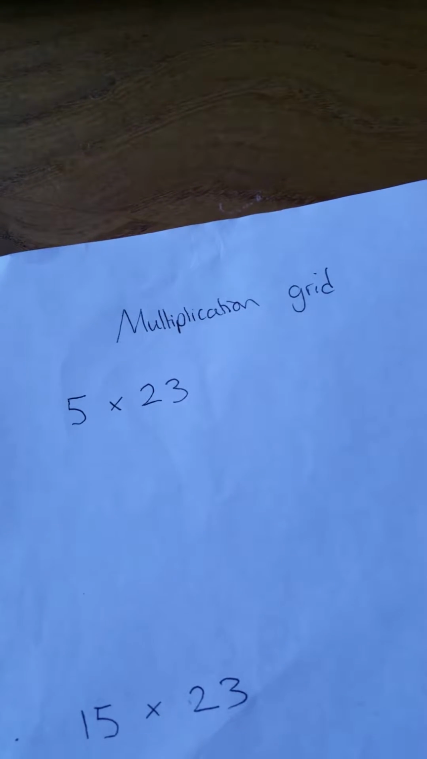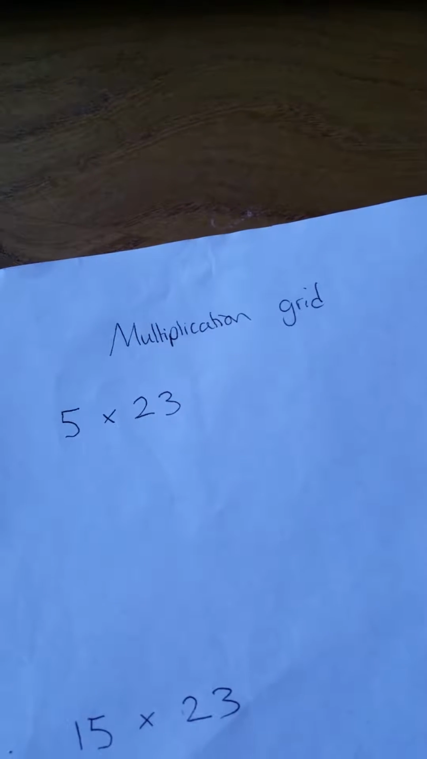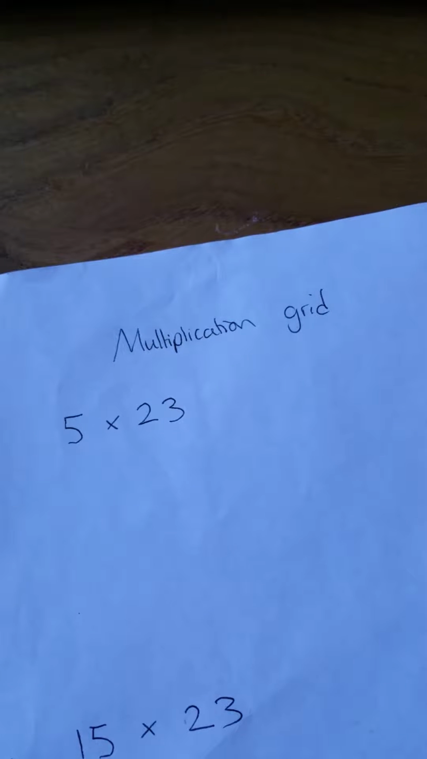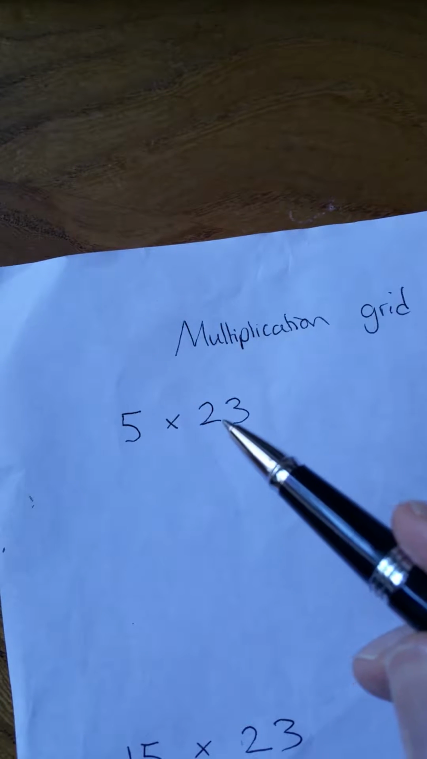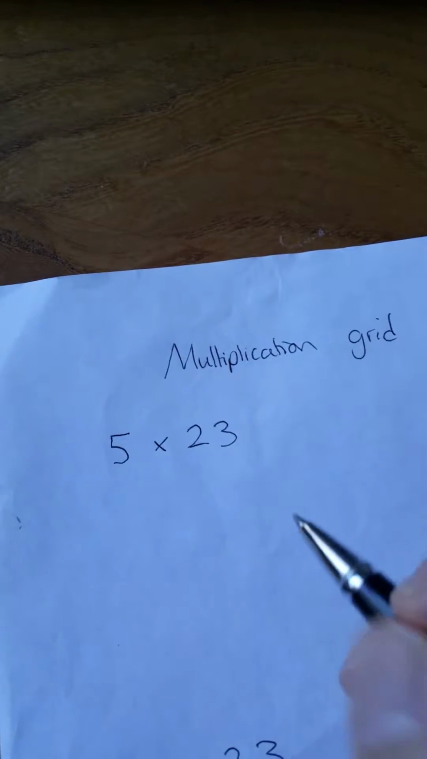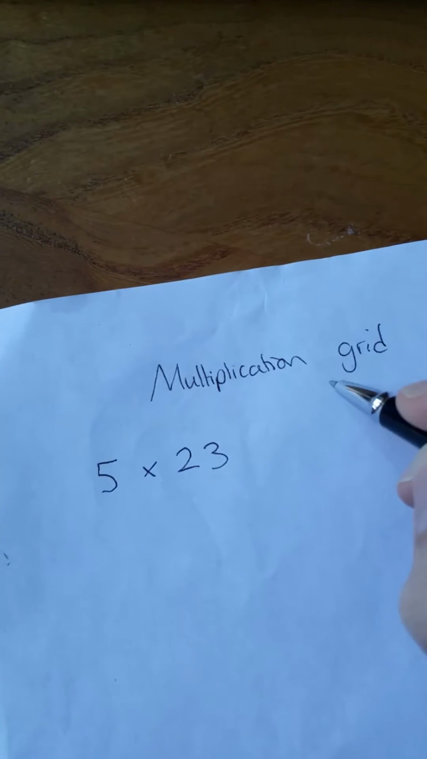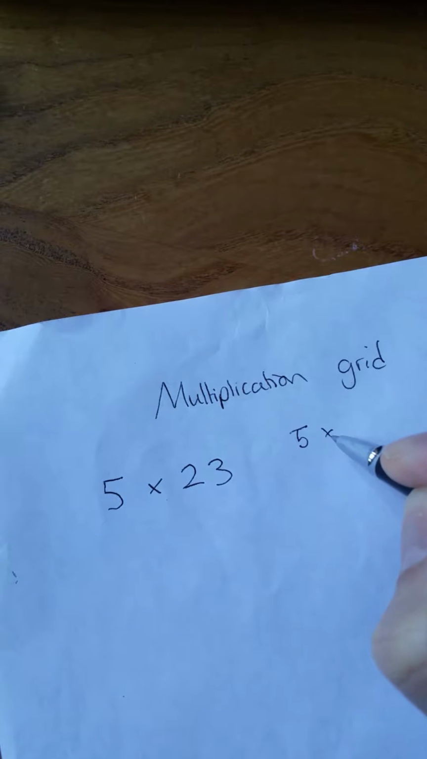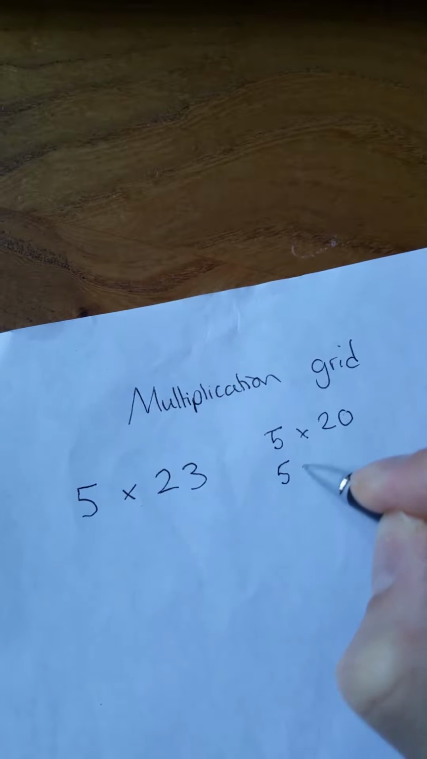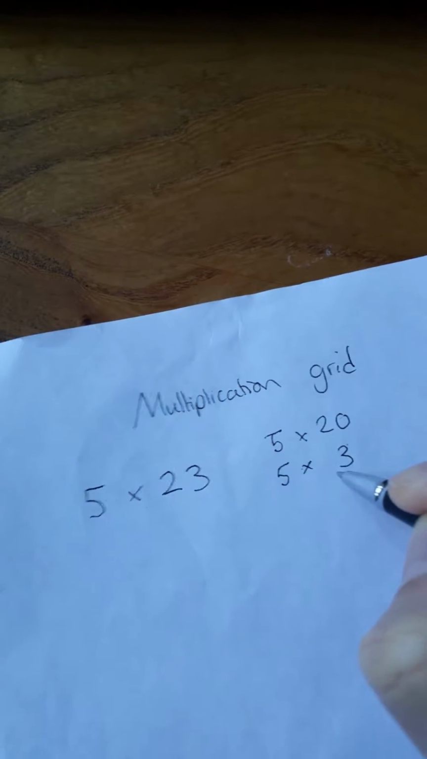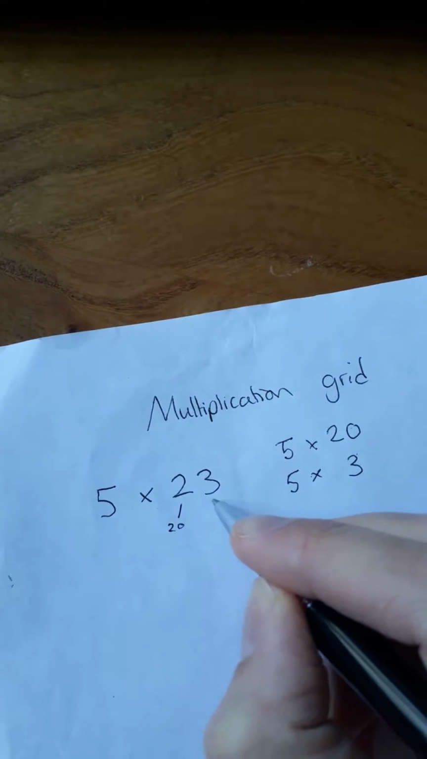Right, next week, or this coming week, in Year 3, we're going to be looking at multiplication, and specifically a method called the grid method for multiplying larger numbers. So here's a typical problem: 5 times 23. What we know is 5 times 23 is the same as 5 times 20 and 5 times 3, because I partitioned the 23 into a 20 and a 3.